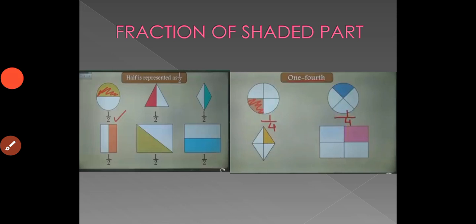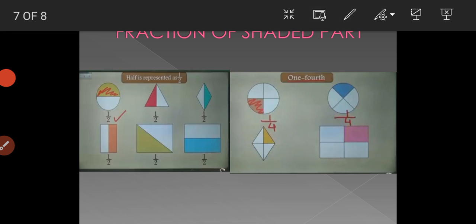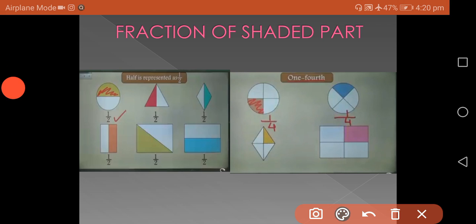Now you have to tell me the fraction of the shaded part here. You can see the figures here. Every figure is divided into 2 parts. Each and every figure is divided into 2 parts. You can also see there is a figure where one part is shaded. So tell me the fraction of the shaded part.